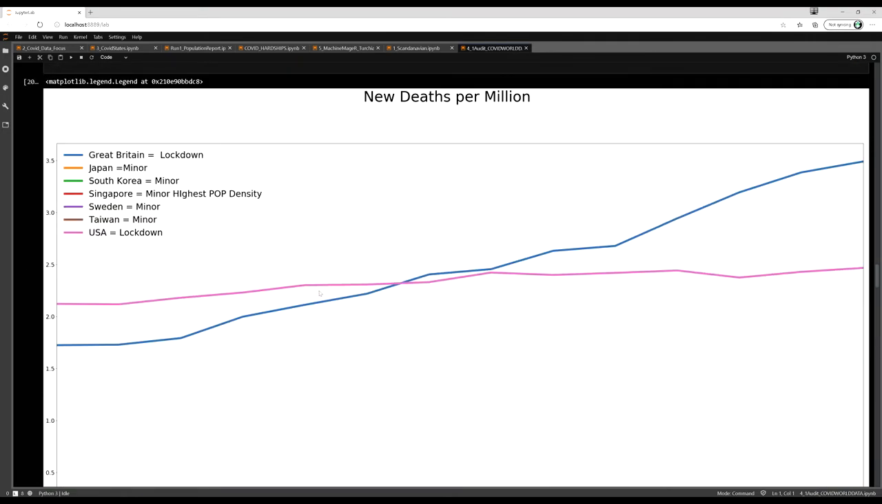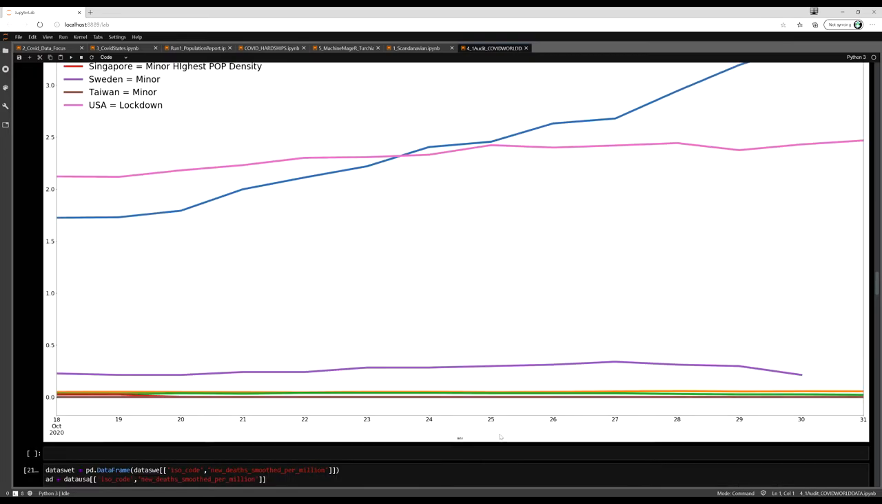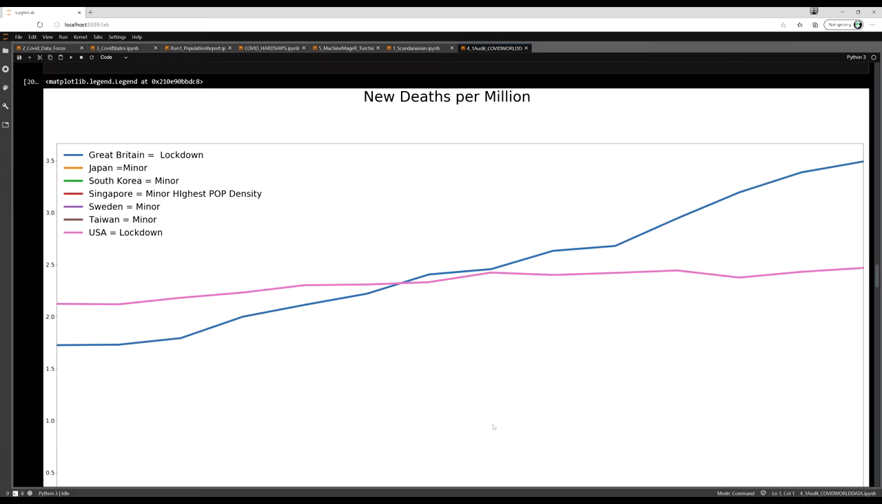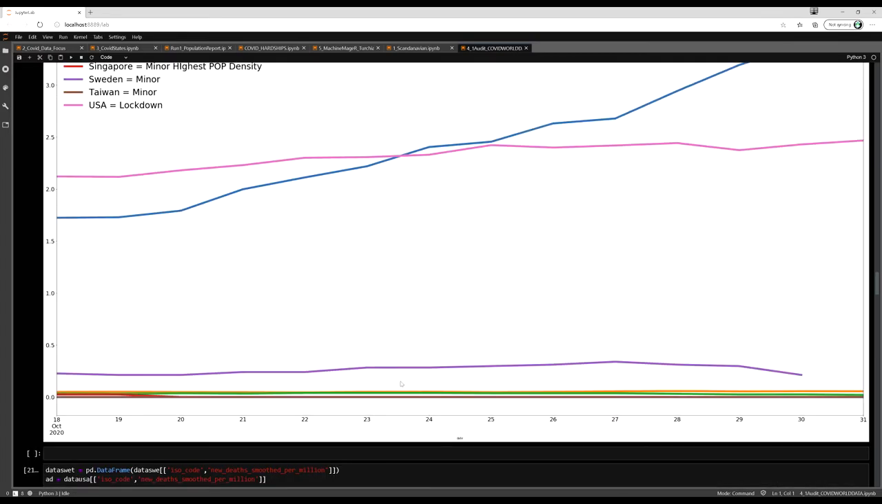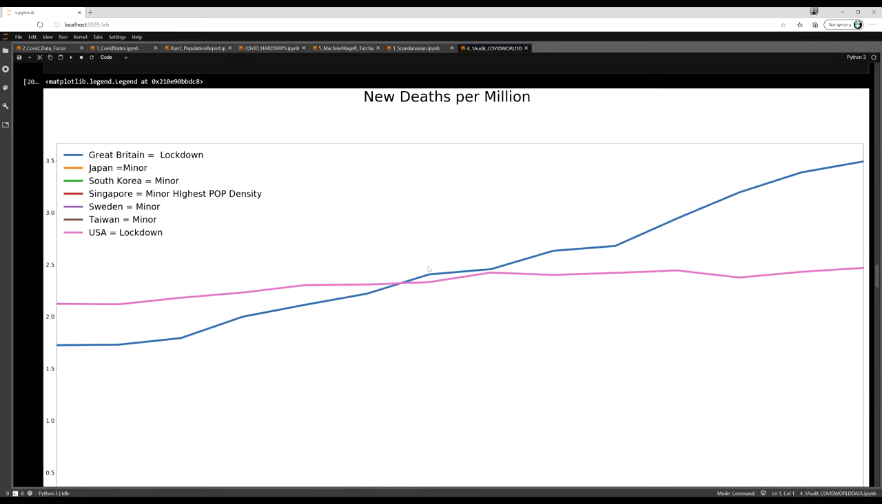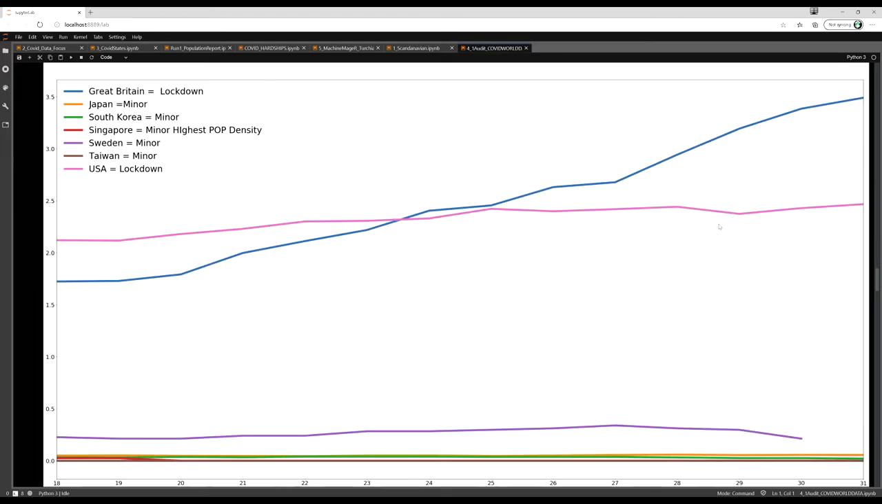Great Britain, lockdown. When did that happen? So looking at October 25th. Actually, October 23rd, they actually surpassed the United States in new deaths per million. USA, you see right there. And of course, now here, Sweden.